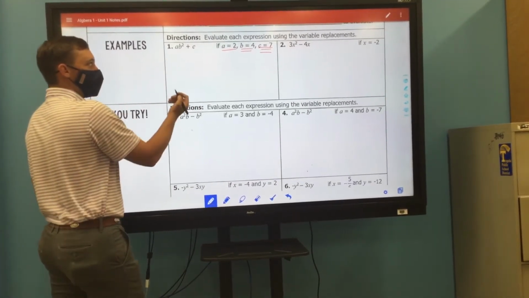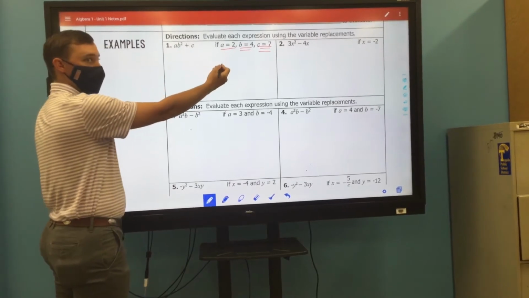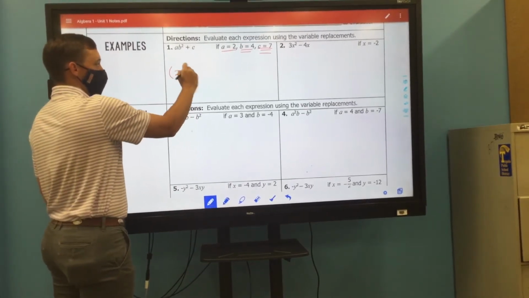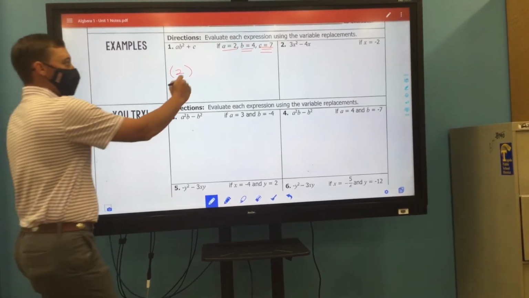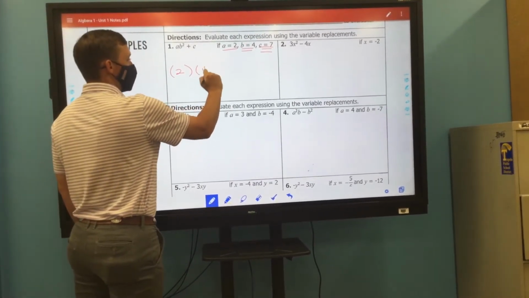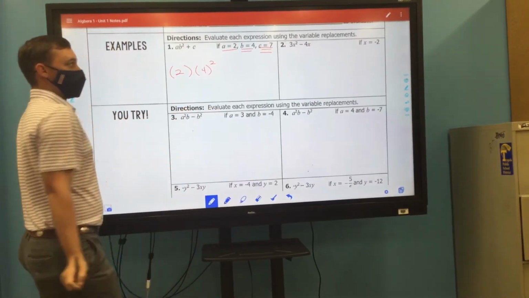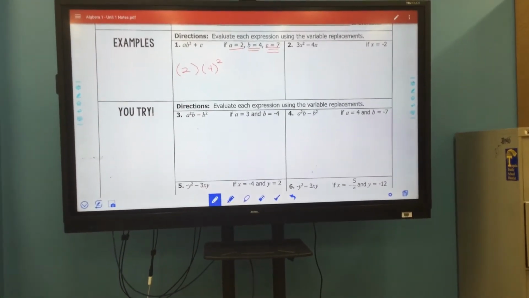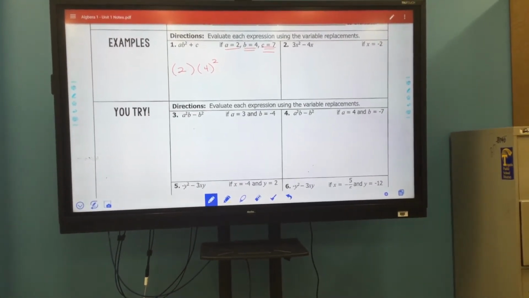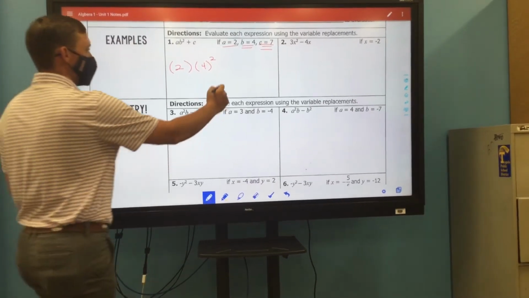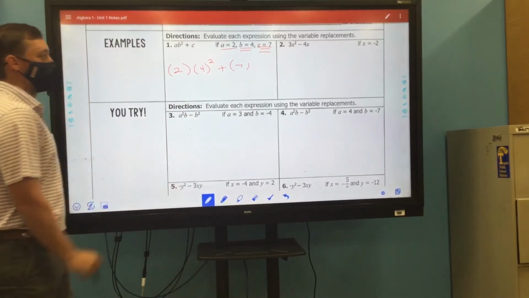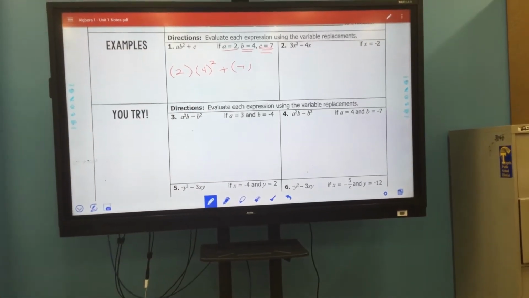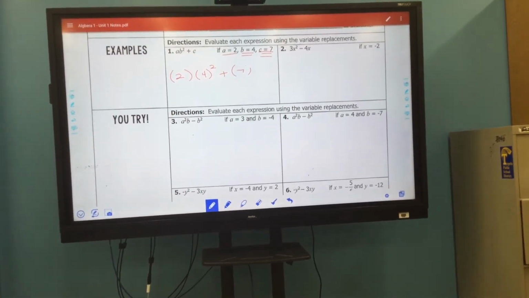Okay, so for number 1, we need A. Well, we know A is equal to 2. Okay, A is equal to 2. All right, now B is equal to 4, and that is being squared. Okay, B is equal to 4, and that's being squared. And then we're going to plus C, which is 7. So plus 7. All right. Now, following our order of operations, the first thing that we need to do is we need to do our exponent.